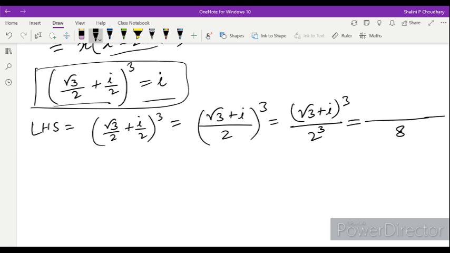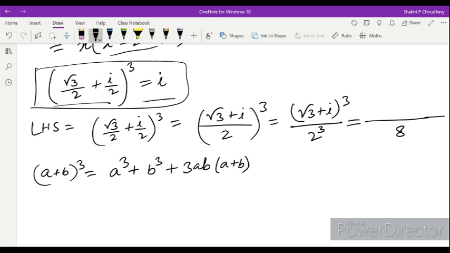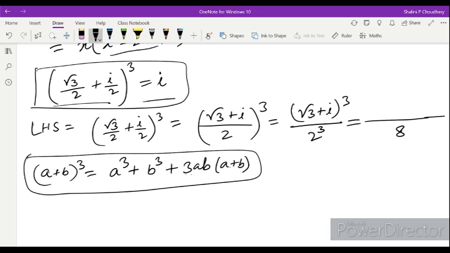And now a plus b whole cube, what's the formula of that? A plus b whole cube, what is its formula? A cube plus b cube plus 3ab into a plus b, that's it. It means a cube plus 3a square b plus 3ab square plus b cube. So this is the formula, we'll use this formula here.